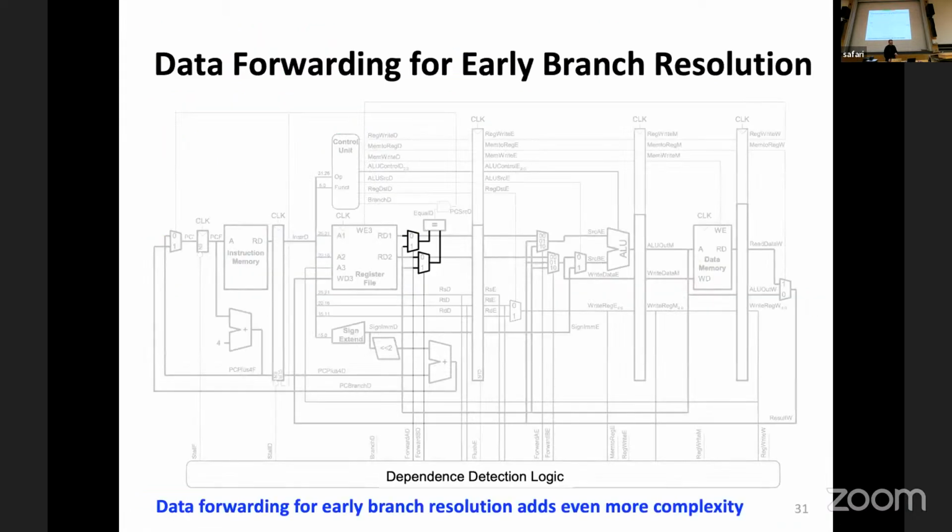So we will want to see more about this. This is the data forwarding for early branch resolution that I also mentioned. You need to have another forwarding path from the memory stage to the decode stage. And that causes longer latency here, because this is the combinational latency.